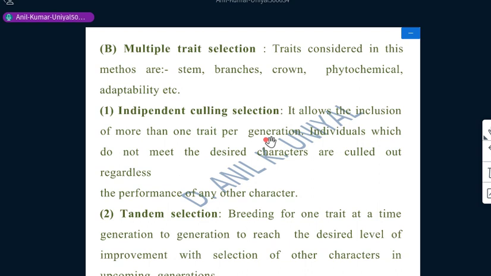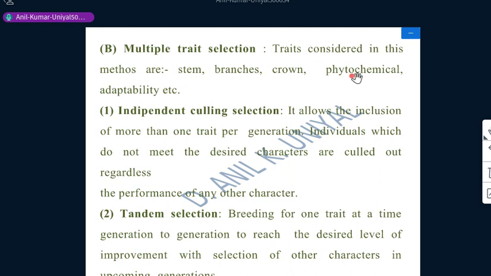Only the characters that are fulfilled will be considered for the future. Then next we have tandem selection, where breeding for one trait at a time, from generation to generation, is considered to reach the desired level of improvement, with the selection of other characters in upcoming generations. This is again very simple. We have to go for stem height. Suppose stem height and again phytochemical status.